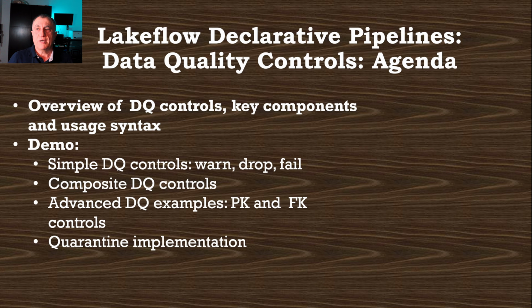So we'll take a look at different types that you can see on screen. Then we will explore composite data quality controls. Next, we're going to learn how you can use data quality controls to implement some standard database constraints like primary keys and foreign keys. Finally, I will demonstrate how you can implement a quarantine mechanism, which will allow you to filter out irregular data from your source data. Let's get started.